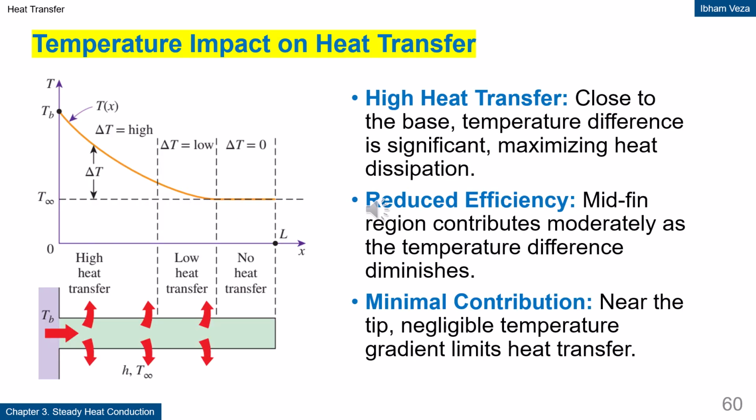Temperature impact on heat transfer. Near the fin base, the temperature difference with the fluid is still large, so the heat transfer rate is high. Toward the tip, the fin temperature approaches the fluid temperature, so the heat transfer contribution decreases. The middle region provides a moderate contribution. This shows that not all parts of the fin work equally effectively. This phenomenon explains why fin efficiency is always limited.